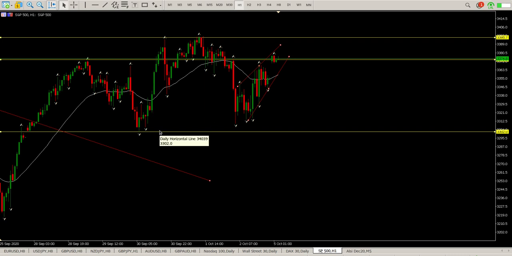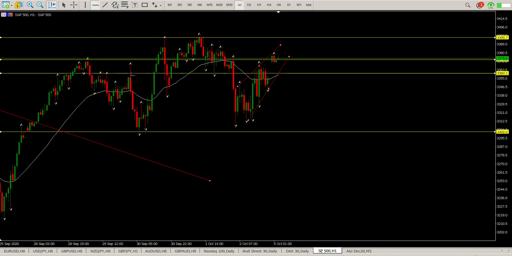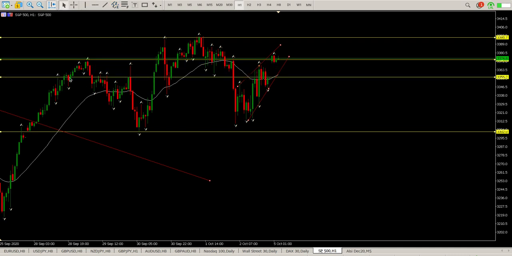So at the moment, I can basically take multiple levels here. You can see there's a half decent level there. Okay, see the tails there, another rejection. We haven't quite tested below it, but above it, and we're now above it. So this would give me 33.56. That would give me a half decent area to get long.